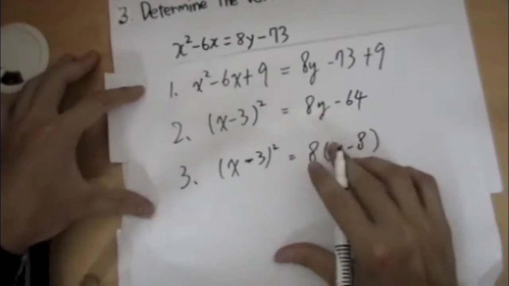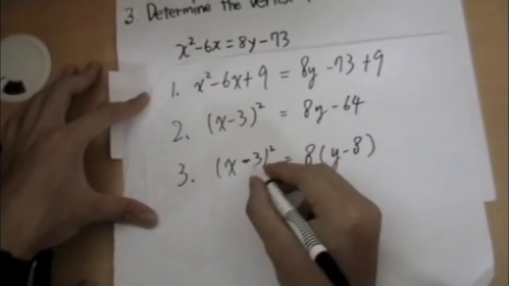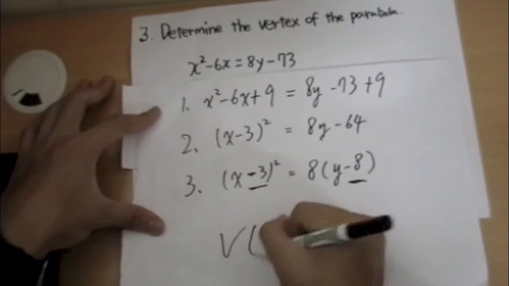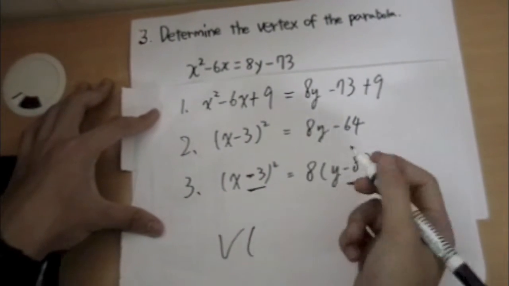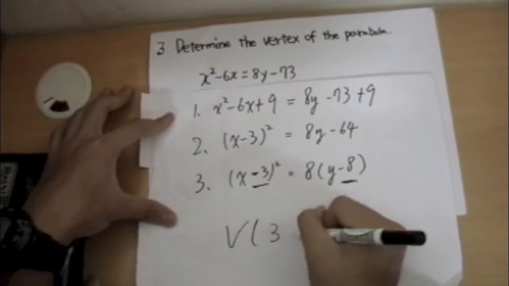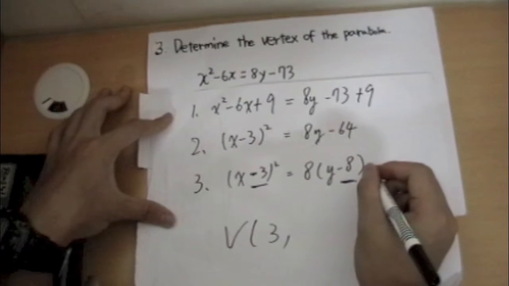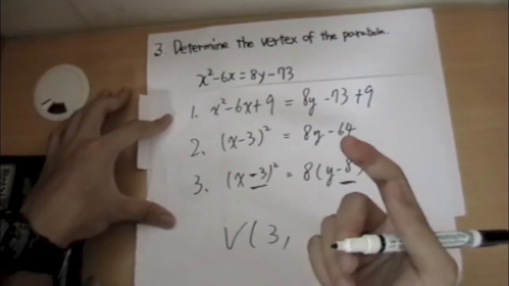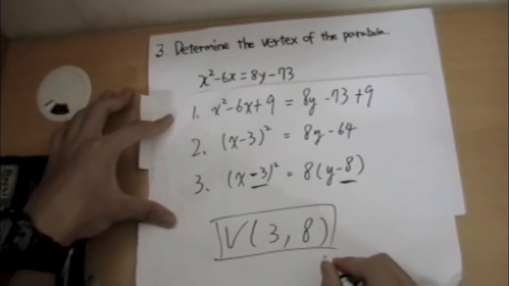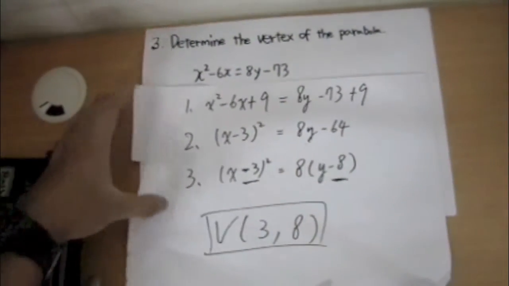Okay, so here's the shifting part, the minus 3 and the minus 8. If it's minus 3, then we know that it's moving 3 units to the right, and it's y minus 8, so we know it's moving 8 units up. So the vertex is (3, 8).